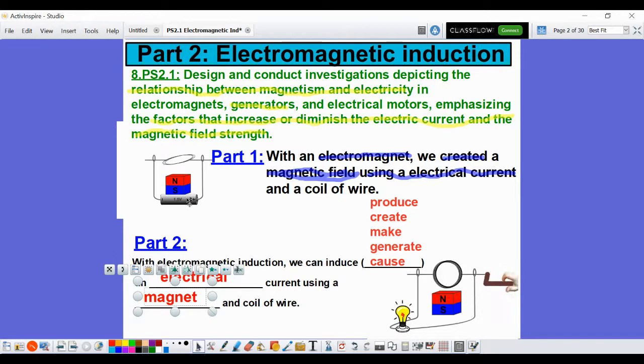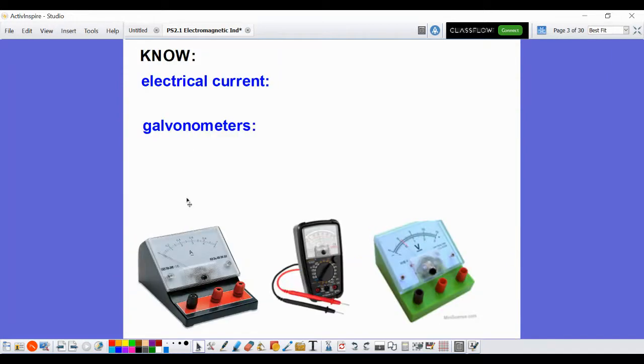We had an electrical energy source, and that caused a magnetic field to be produced. So that's how they're opposites. And this is sometimes confusing for students. So just sit back and think about it for a second. Go back and look at your intro videos from electromagnetic induction and compare it to electromagnets in general, and just see what's going on with all that.